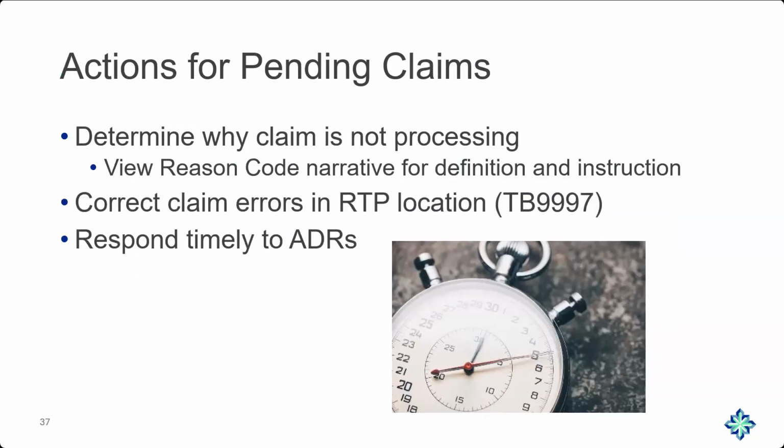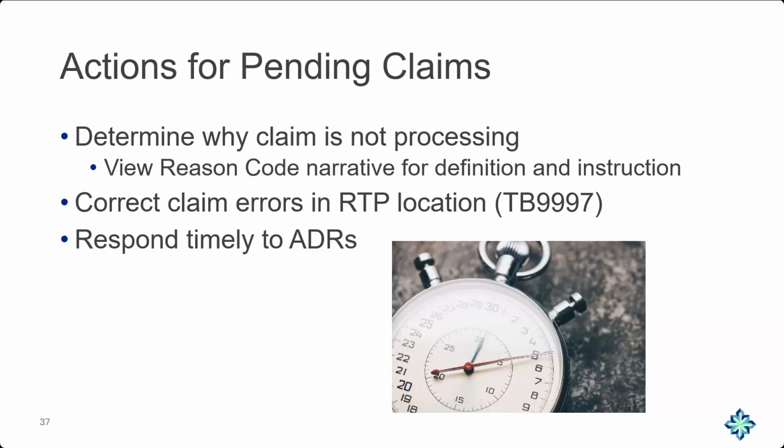So let's talk about what to do if you have claims that are pending. You build them, they're in the system, but they don't seem to be progressing. You've got to kind of put on your Inspector Clouseau hat and figure out why. If the claim has a reason code, view the narrative, the description of that code. See if it gives you an idea of what can help send it on its way. Some claims are what we call RTP'd, or return to provider, because they have missing, incorrect, or incomplete information.